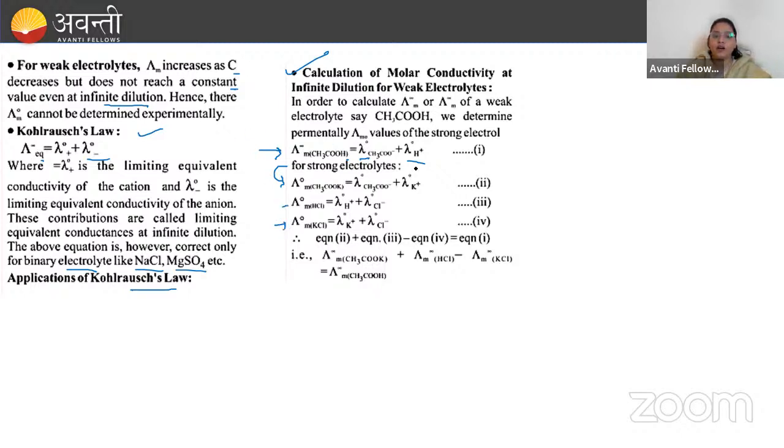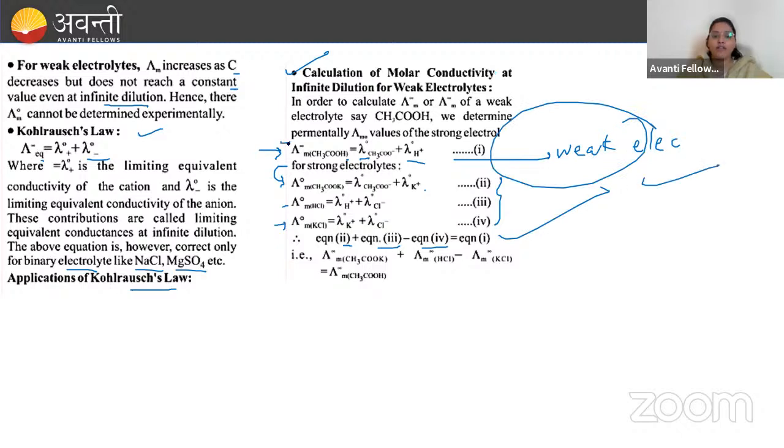In order to calculate for a weak electrolyte, we need to form the equation this way. And here do positive, negative. Here you see I added equation 1 to equation 3, and from that I removed equation 4, that is, subtracted. You get the molar conductivity value, right? Yesterday only we solved this problem from the question paper. You get the molar conductivity value for CH3COOH.